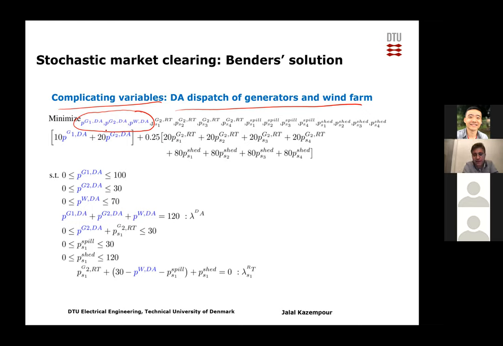But let's see where they appeared. They appeared in the objective function, in all day-ahead constraints, and in the linking constraint in real time. It says that the total generation of a unit is non-negative and lower than or equal to installed capacity. And also the day-ahead wind dispatch appeared in the real-time power balance equality. The day-ahead dispatch of G1 didn't appear in the real-time constraints because it's fully inflexible.